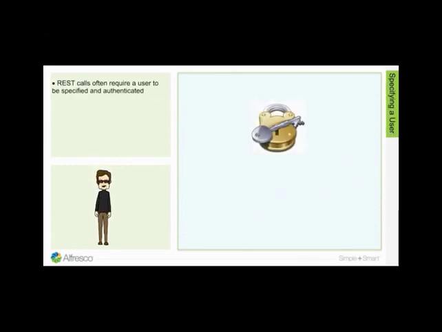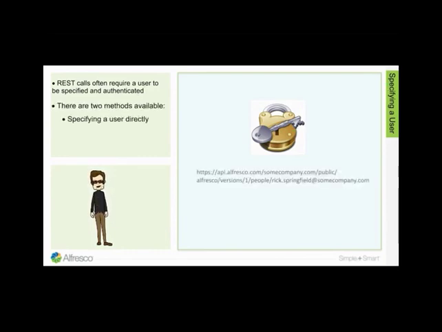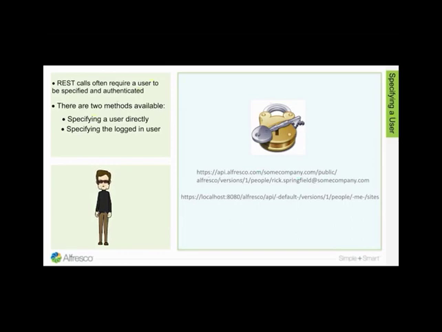When making REST calls, the application will often need to specify a user in order to authenticate against the system. This can be done in two ways. Either by specifying a named user, such as shown in the first example, or by specifying the currently logged in user using the -me- tag as shown in the second example.